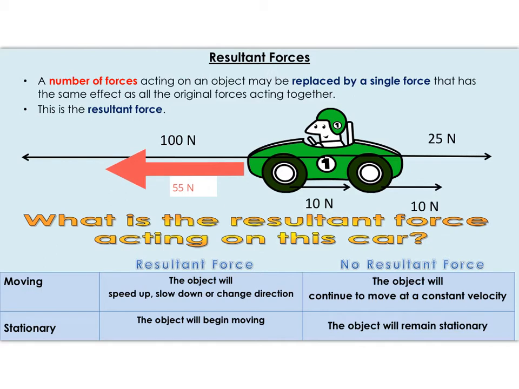If an object is moving and there is a resultant force, like in our case above, the object will speed up if the resultant force is acting forwards. It will slow down if the resultant force is acting in the opposite direction to what the object is moving in, or it would change direction. If the object was stationary to begin with, then it would begin to move. If there's no resultant force though, when an object's moving, it will continue to move at constant velocity, and if an object's stationary, the object will remain stationary.